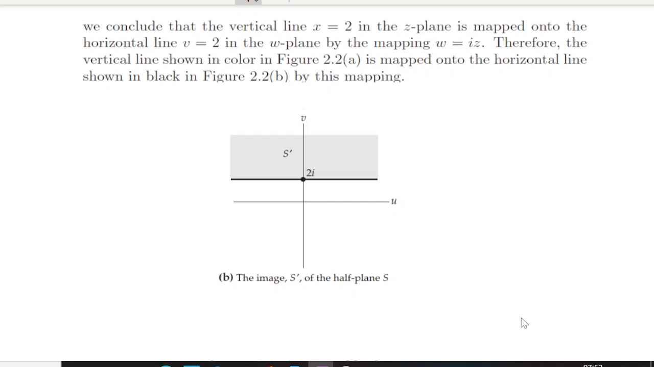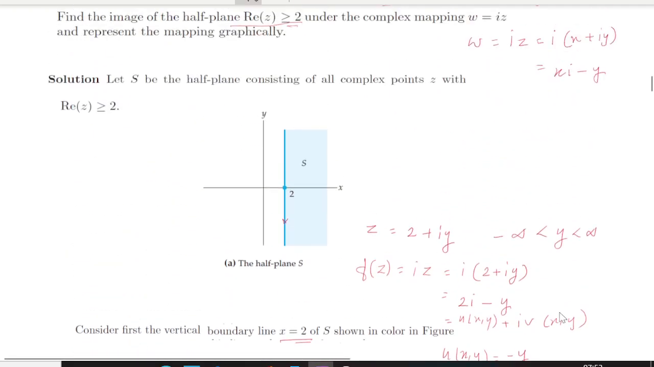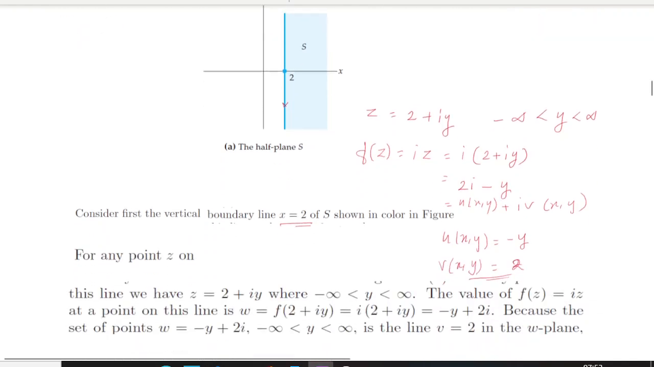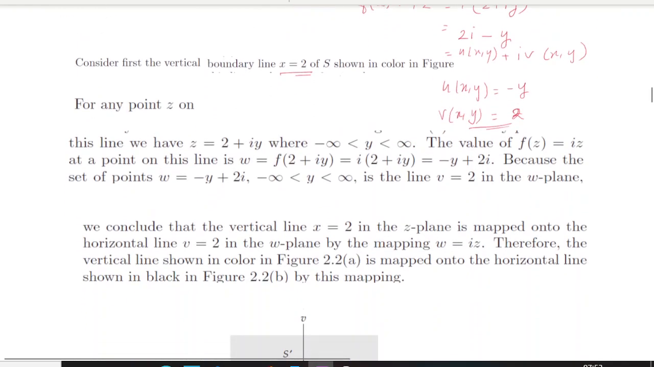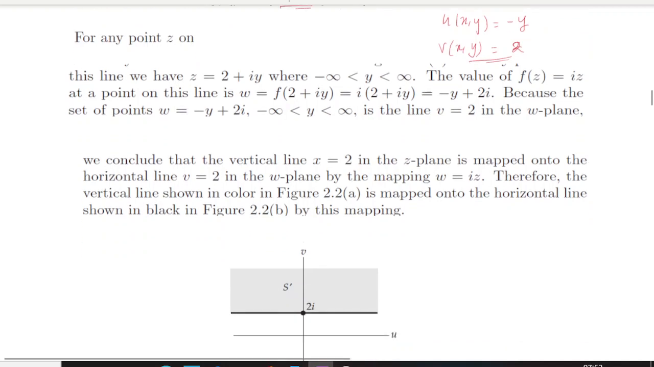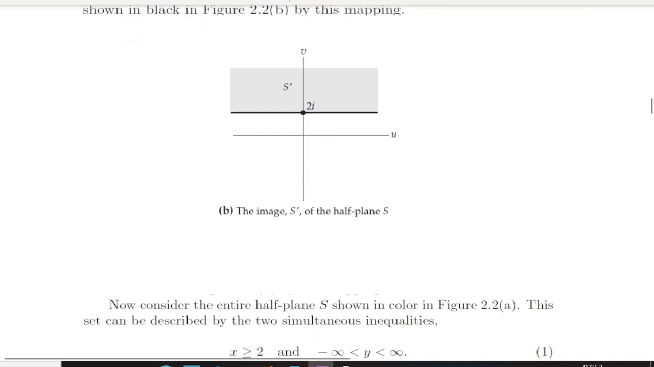This dark black line represents the image of the line shown in blue here. Now we conclude that the vertical line x equal to 2 in the z plane is mapped onto the horizontal line v equal to 2 in the w plane by the mapping w equal to iz. Therefore, the vertical line shown in color is mapped onto a horizontal line. Okay, and now consider the entire half plane as shown in color.